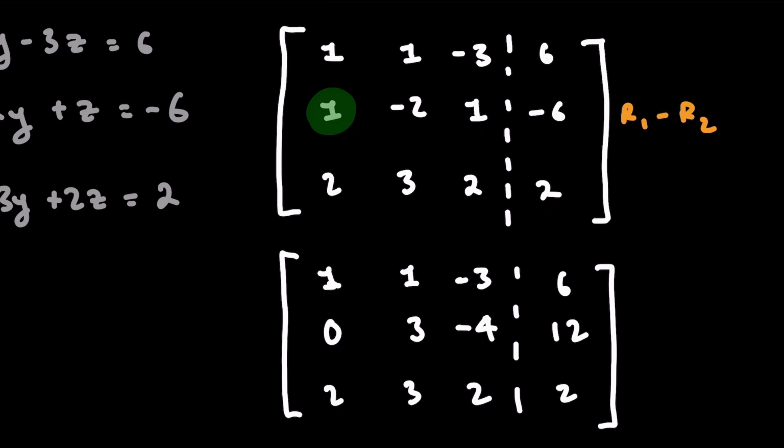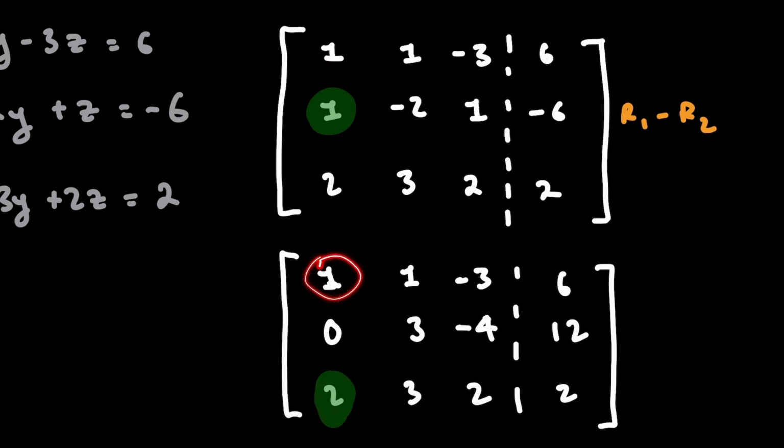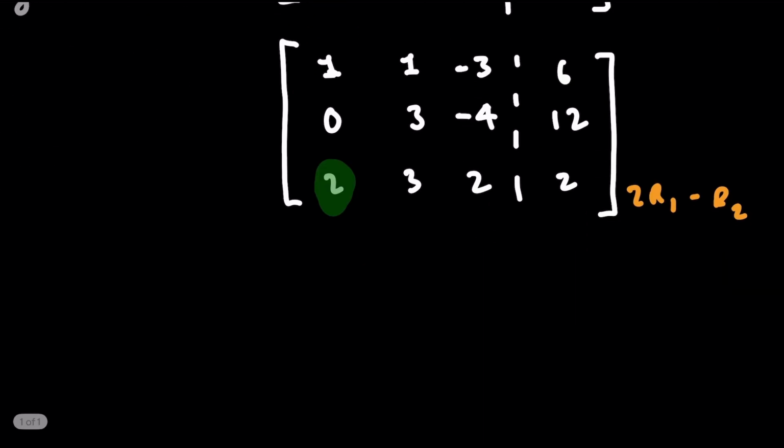Next, my goal is to make the first number in the third row equal to 0. And we're going to use the numbers in the first row. So one way I can make this number equal to 0 is I can times the first row by 2 and then minus it from the last row, because 2 times 1 minus 2, that's the same as 2 minus 2, which is equal to 0. And so that's what I'm going to do. I'm going to do 2 times row 1 minus row 2.